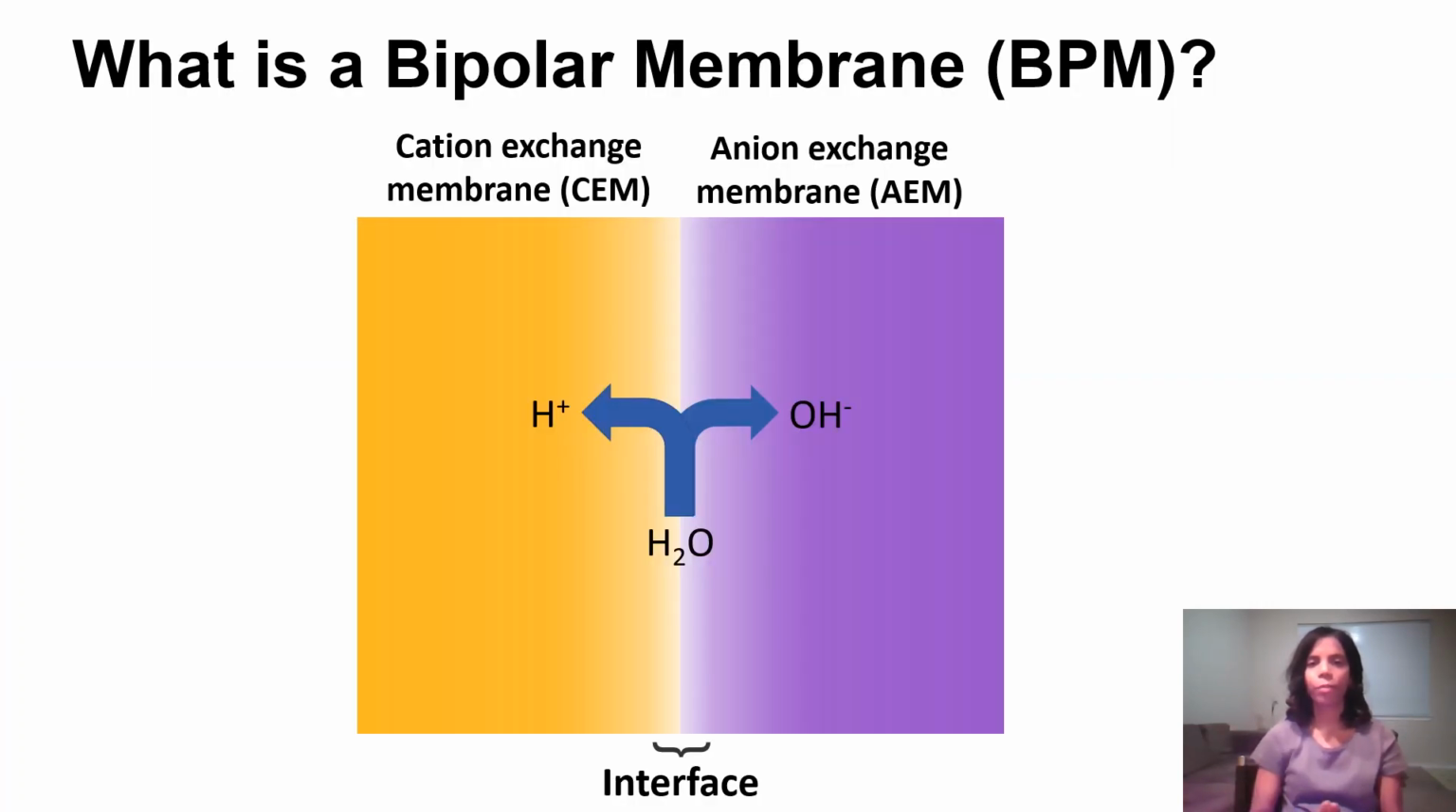So, what is a bipolar membrane? A bipolar membrane or BPM consists of laminated sheets of cation exchange membrane or CEM and an anion exchange membrane or AEM with an intimate interface, and the dissociation of water can take place at the interface of the BPM.